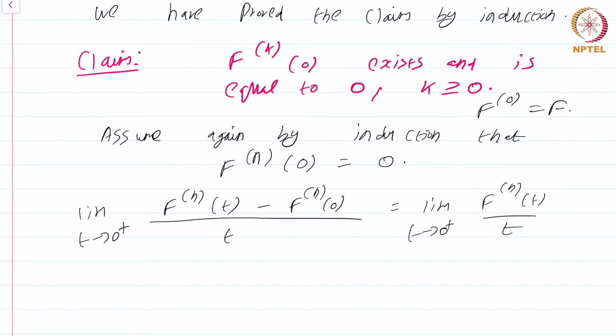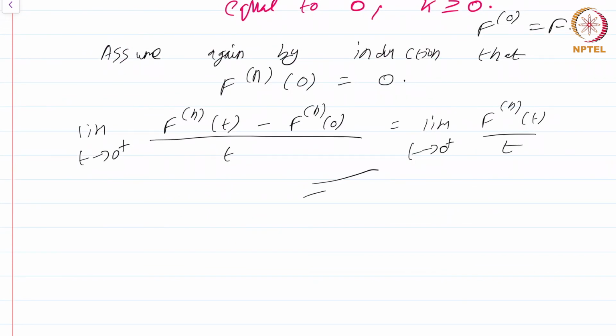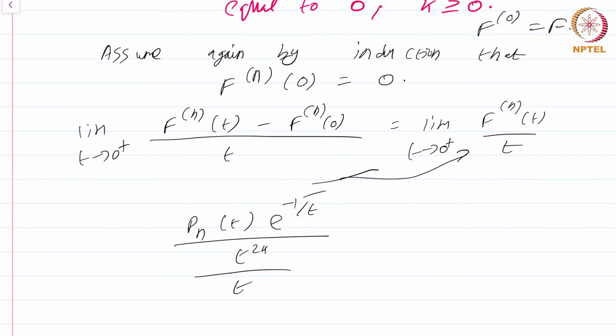Now you might understand why we tried to claim that f^(n)(t) is of a particular form. What is f^(n)(t)? This is just p_n(t) e^(-1/t) divided by t^(2n), and then divided by t. That's what the expression inside is going to be. So this is just p_n(t) e^(-1/t) divided by t^(2n+1).